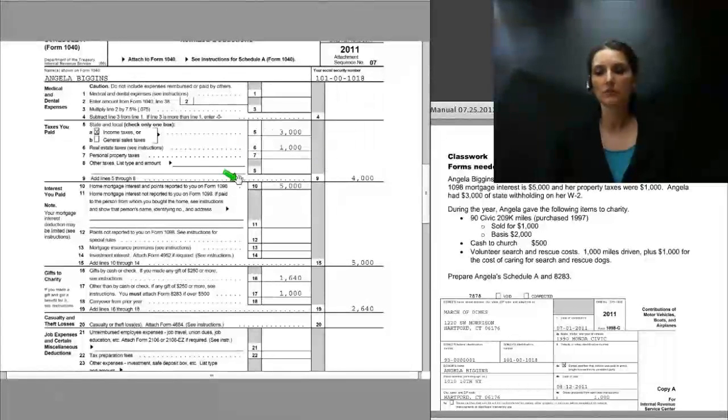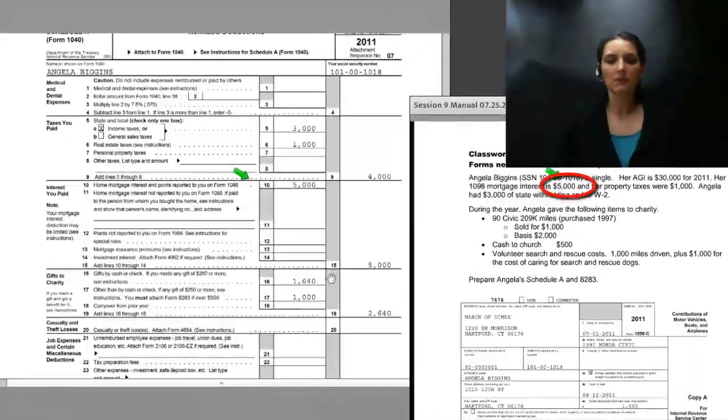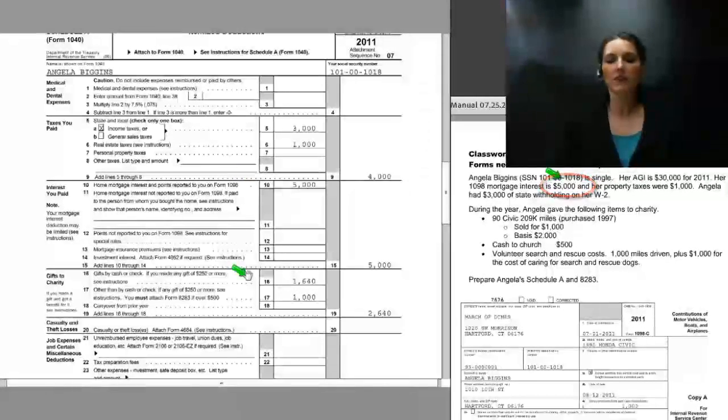Then on line 10, her mortgage interest is $5,000, and again, we gave you that amount in the wording of the problem. Right here, it says $5,000. Then we move on to line 16, gifts by check or cash. Well, how much did she give by check or cash?